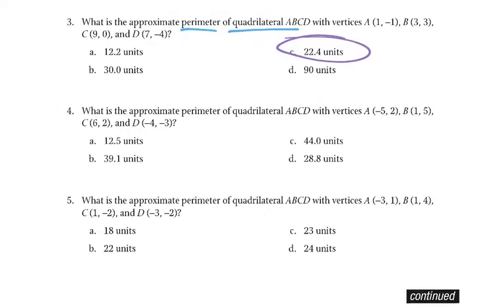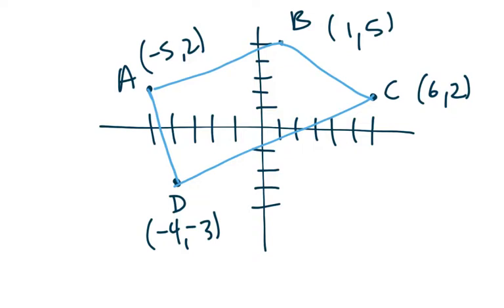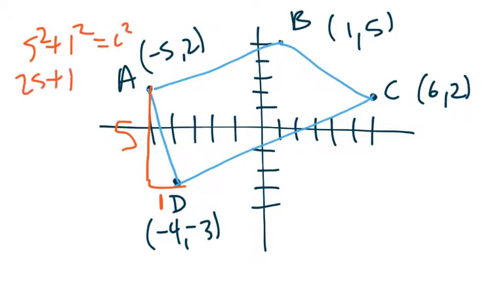Okay, now the number 4 here. We've got another quadrilateral, so I'm going to do it the Pythagorean Theorem way. I'd essentially make triangles, right? That side length would be 1, this side length we'd go down 5. So 5 squared plus 1 squared equals c squared, so 25 plus 1, so we get 26. Take the square root of 26, and we get 5.1.